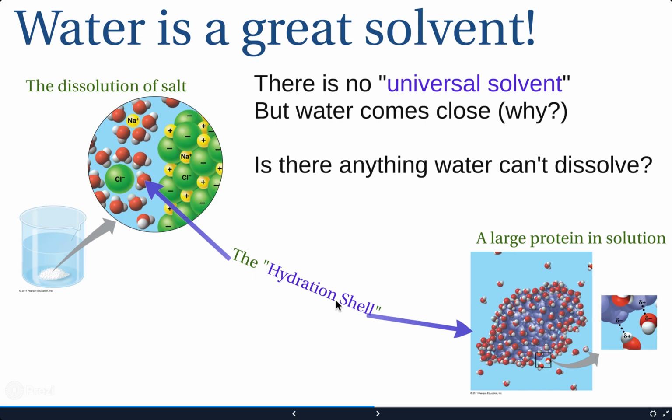So it creates these hydration shells where basically the water surrounds the sodium and the water surrounds the chloride, and then they separate and they dissolve into the water. This is another example of a large protein molecule that is being absorbed by water. Water can create a hydration shell around proteins because they're polar.